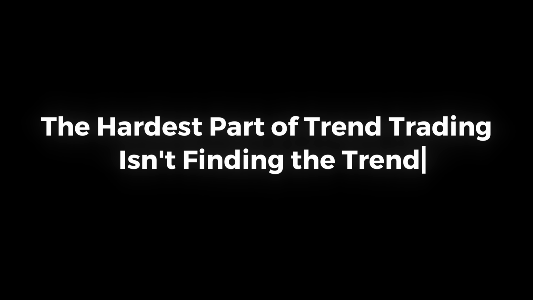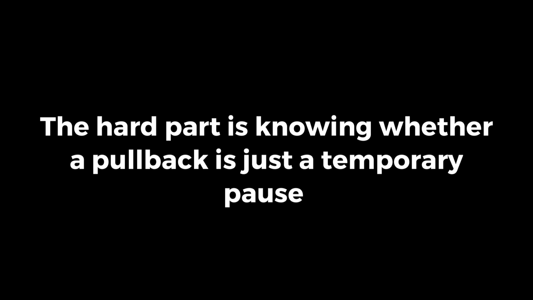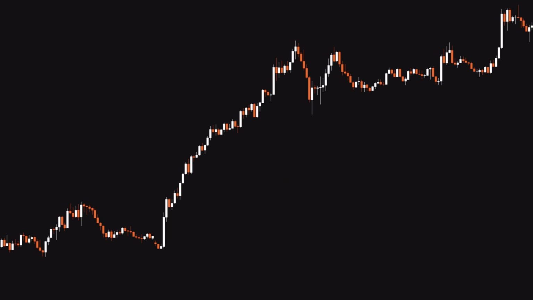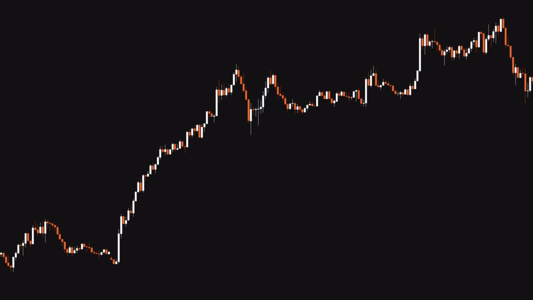The hardest part of trend trading isn't finding a trend. Most traders can do that. The hard part is knowing whether a pullback is just a temporary pause or the beginning of a complete reversal. Because when you're watching a chart in real time, those two situations often look almost identical.